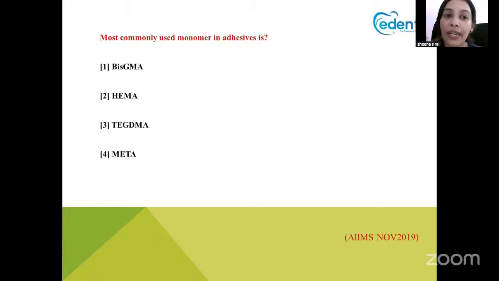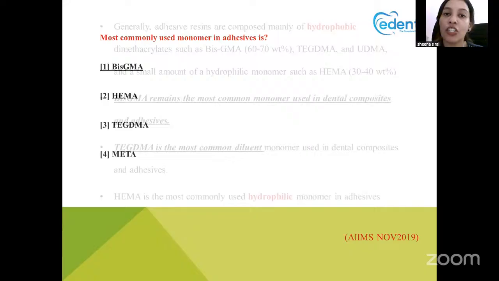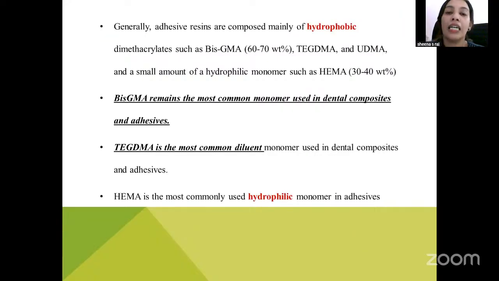Next important question, which is the most commonly used monomer in adhesives? So we are most familiar with all the terms here: BIS-GMA, HEMA, TEGDMA, etc. The most commonly used monomer in adhesives is always BIS-GMA. Some of the points that you need to keep in mind: generally adhesive resins, we know that they are composed of BIS-GMA.